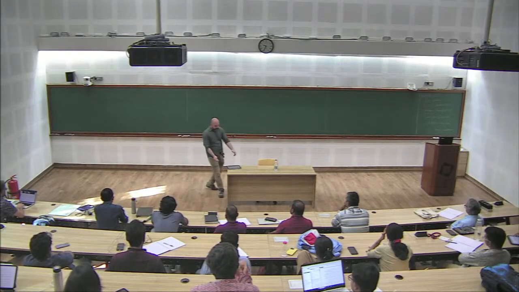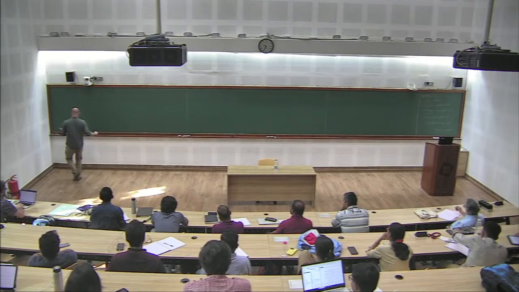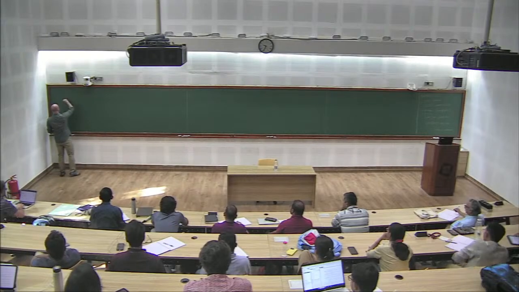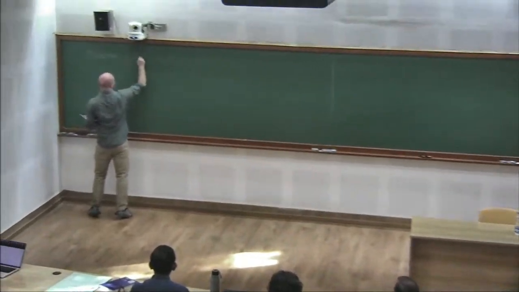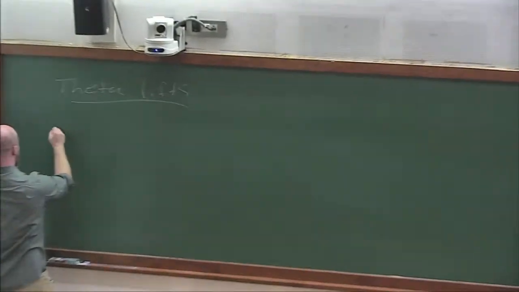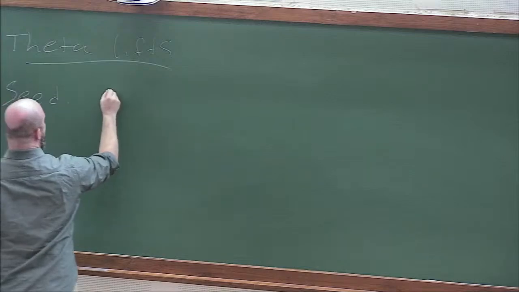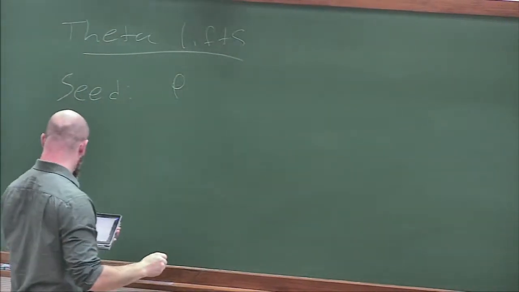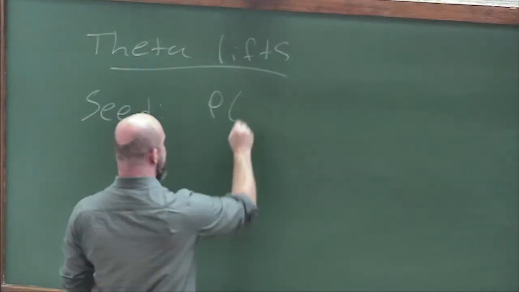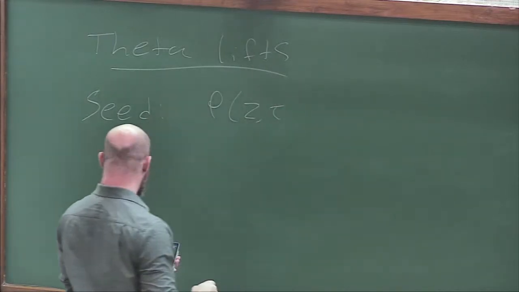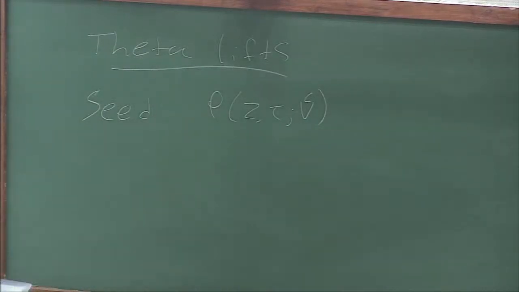So the main idea of a theta lift: we want to start by constructing something called a theta kernel. In order to get there, we need to have a seed for our theta kernel. So let's start with this. Theta lifts. The first thing that we're going to start with is a seed. We're going to call this some function phi, and this is going to be a function of, well, for the way that we're going to conceive of this, 2 complex variables, and we'll have a vector in here.